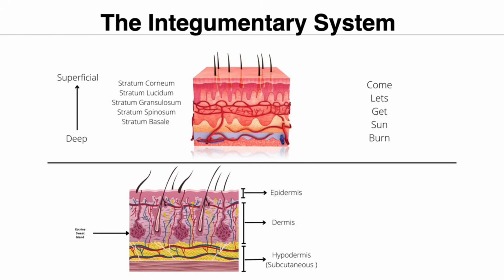And remember the mnemonic, "come, let's get sunburned," which will help you to remember the different layers in that order, going from superficial to deep. Next we have the epidermis, the upper layer of the skin, and then we have the dermis, which contains all of the blood vessels, and then we have the hypodermis, which is also called the subcutaneous layer, and that consists mostly of blood vessels and also adipose tissue.